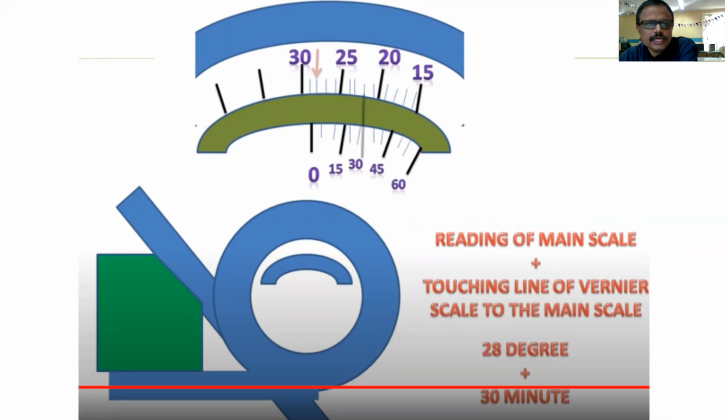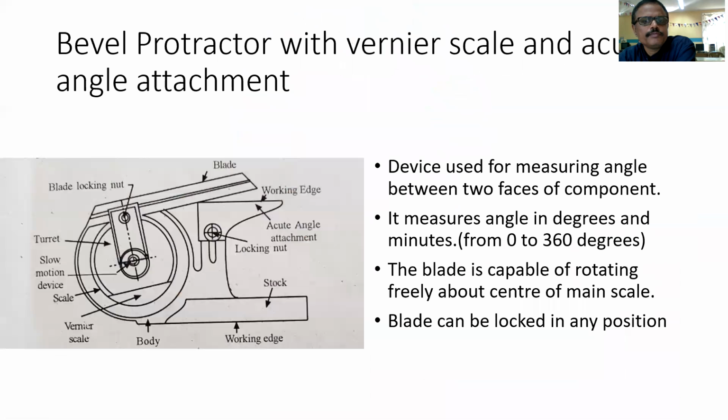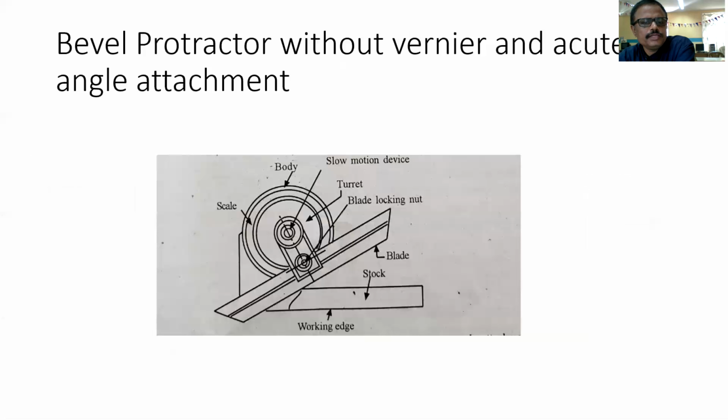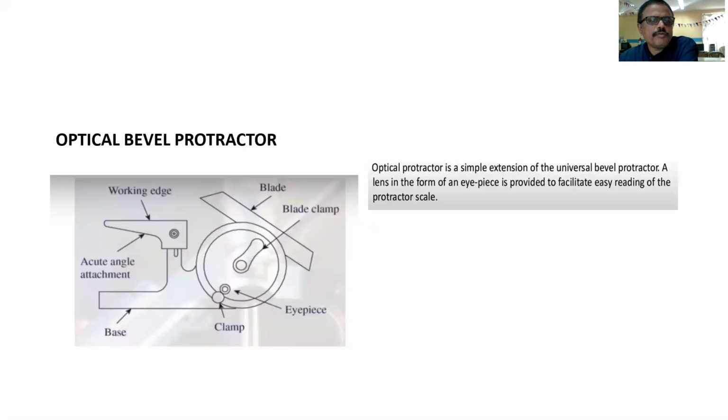So this is regarding the bevel protractor. There are three types of protractors: the universal bevel protractor here, then the protractor with vernier scale and acute angle attachment, this one, and this one here, the optical bevel protractor. So this is regarding the bevel protractor used for angular measurement.